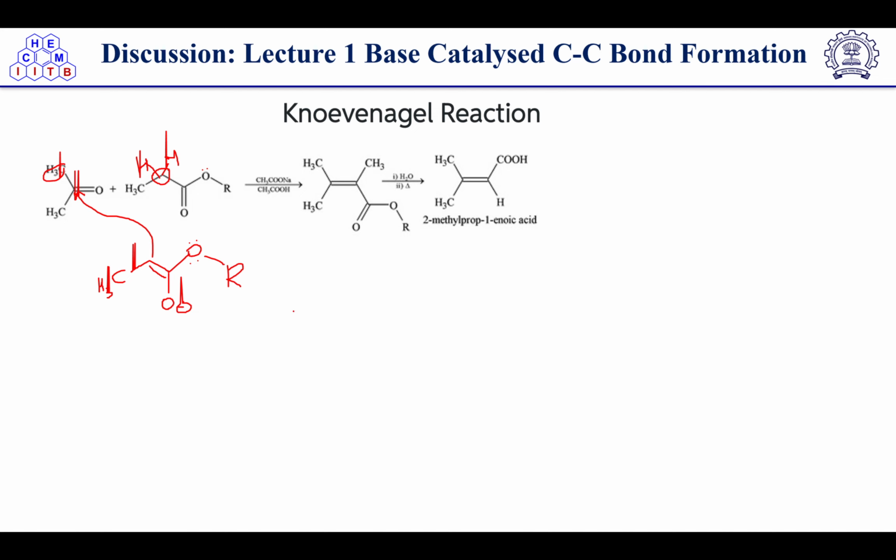What is the difference between aldol and Knövenagel reaction? In aldol cases, we are doing a reaction on aldehydes and ketones, right? And in Knövenagel, we are doing a reaction of ester with ketones. There is also another reaction, which is known as the Claisen condensation.